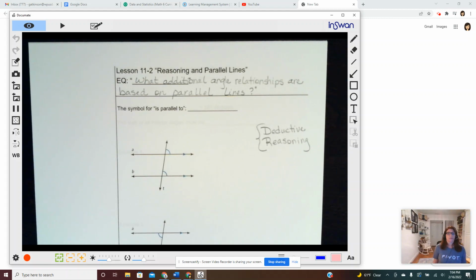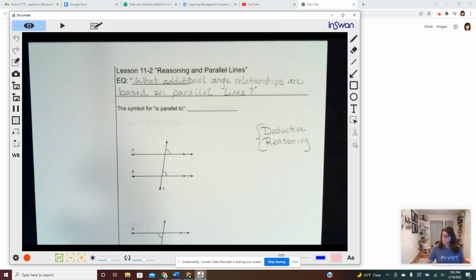This is not a really big standalone lesson. Talking about reasoning and parallel lines. So we've previously talked about parallel lines, and we've talked about this kind of reasoning when we discussed Pythagorean theorem.